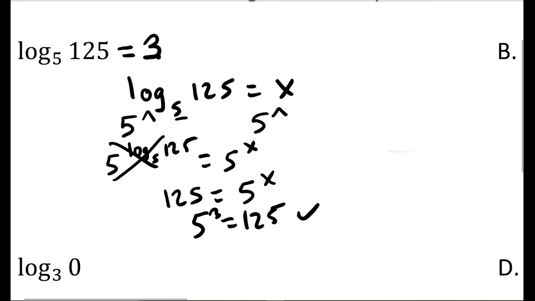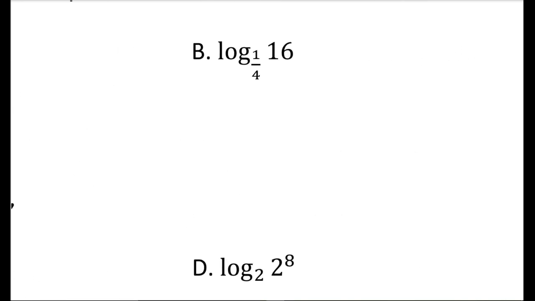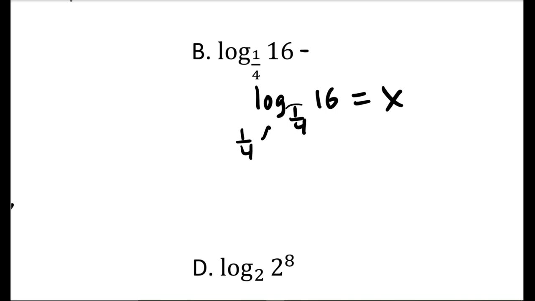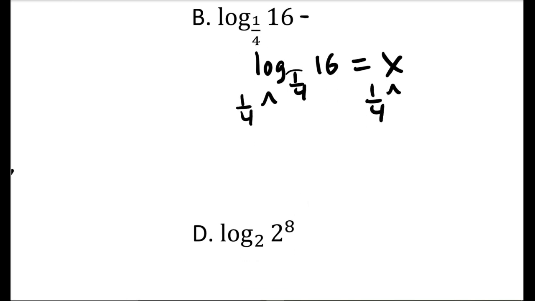All right, that takes care of our first one. Second one, we're going to convert this to an x, we're going to convert this to equal to x. And then we're going to get rid of the log. The way to get rid of this log is to exponentiate. So we're going to do the base here, 1/4 raised to that power, 1/4 raised to that power. So now these cancel, leaving me with 16 equals 1/4 raised to the x power.